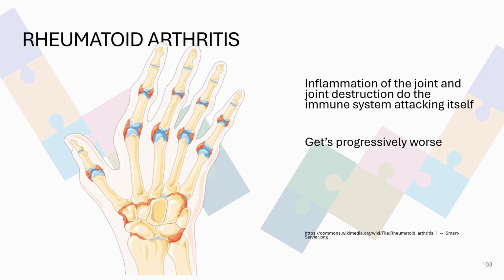Where osteoarthritis is a little bit more wear and tear, and taking care of your joints will help here. Rheumatoid arthritis is caused by your immune system just randomly attacking your joints.